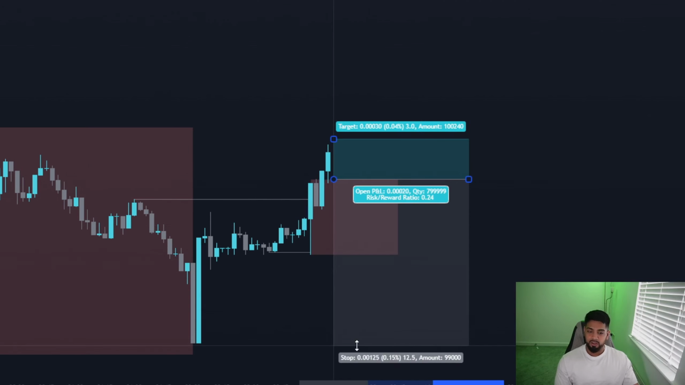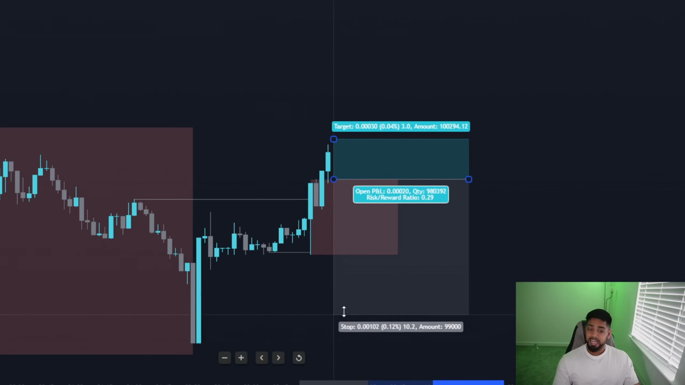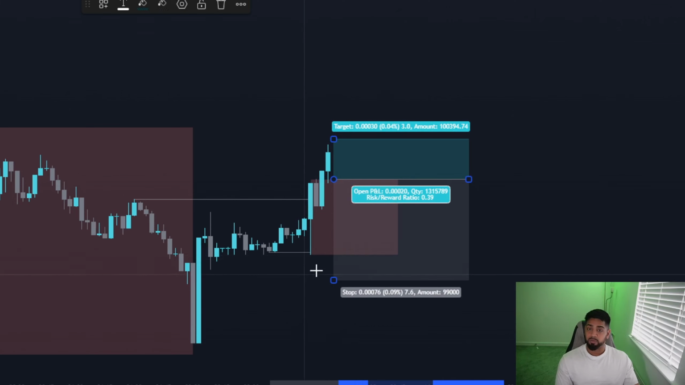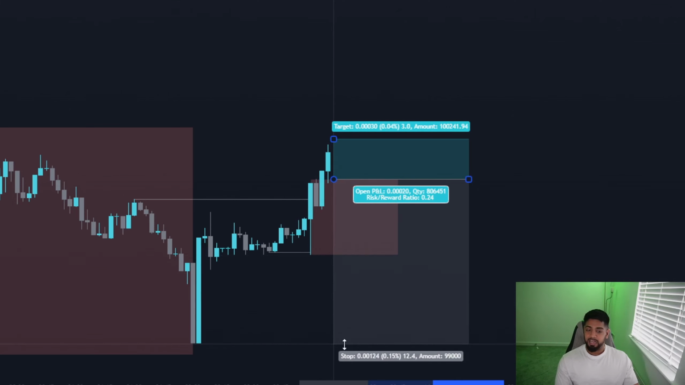If you want to be safe, you can cover the entire move, so you can put your stop loss just below this lower low right here, because then if that gets invalidated, then the entire trend is invalidated. Or if you want to be a little bit more aggressive, you can actually put it just below that order block. Now for me, I like to be safe.